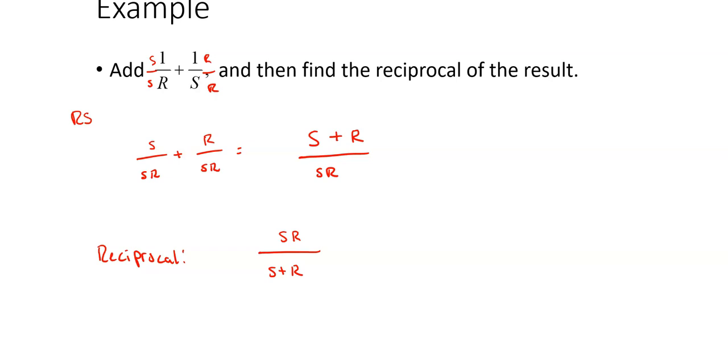So that's what we do when we have to add and subtract with denominators that are not the same. Find a common denominator. And then especially if you're subtracting, don't forget to distribute that negative to the second term.